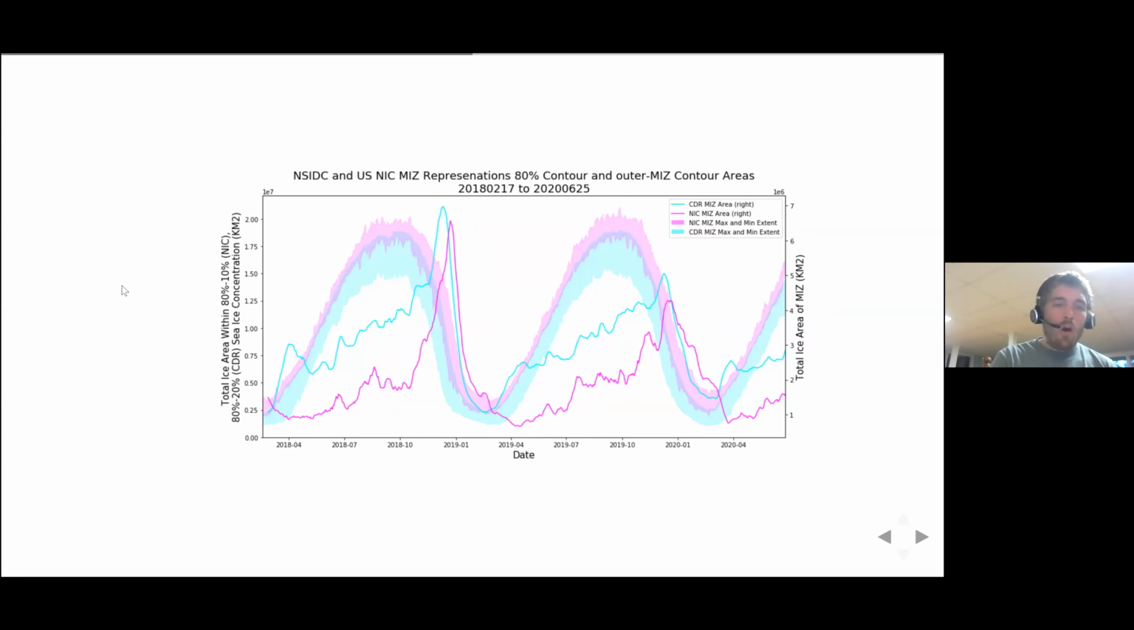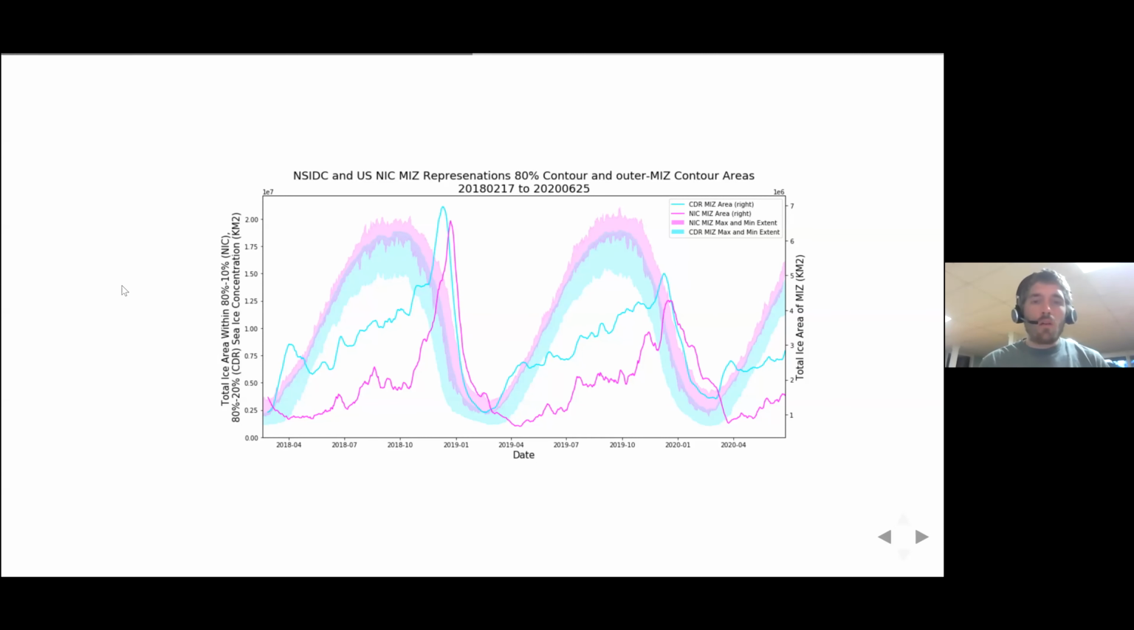In order to quantify how much less the NIC MIZ extent is compared to the CDR, I've graphed the total areas of sea ice concentration for both products. The areas plotted here show the NIC MIZ extent in the pink area and the CDR extent in the blue area. You can see both the outer and inner extents of the MIZ are further south in the CDR product compared to the NIC product. The lines plotted on the right axis show that while the NIC's MIZ extent is farther out to sea than the CDR, the total area of the MIZ is actually larger.